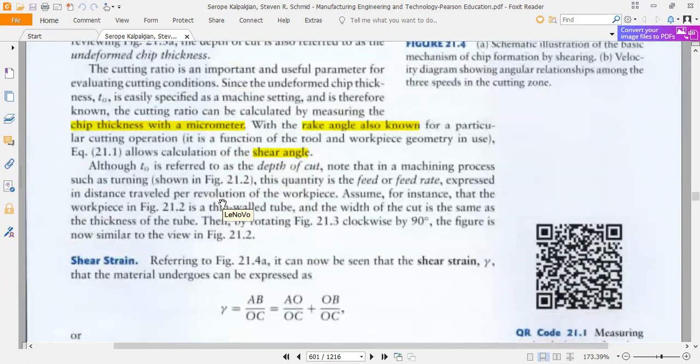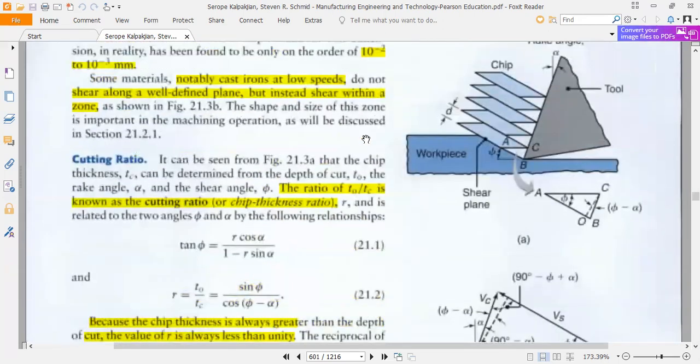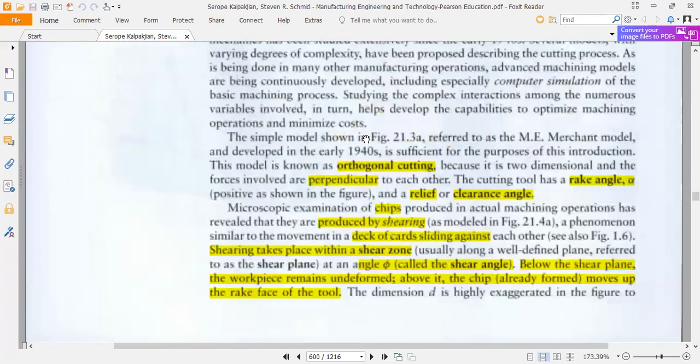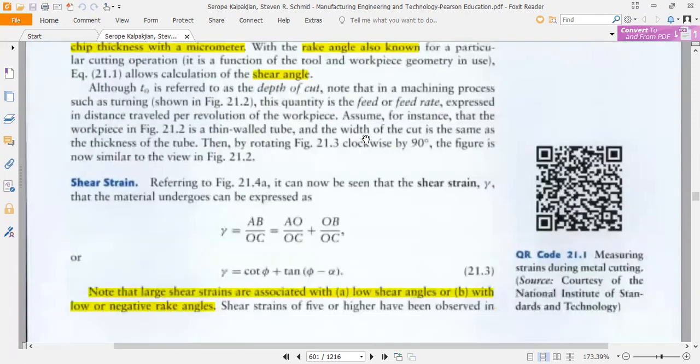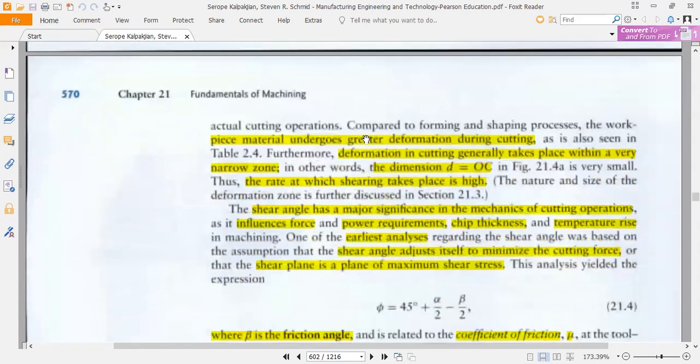Further, the chip thickness can be measured by a micrometer, and when we know the rake angle and, I'm going back towards the Merchant equation, because I have to explain it to you. So if we know the rake angle and friction angle, we can easily calculate the shear plane angle. This is the mathematical form of the Merchant model.